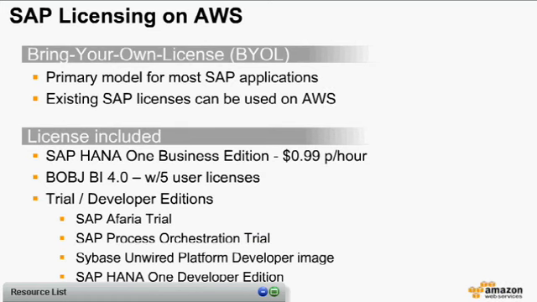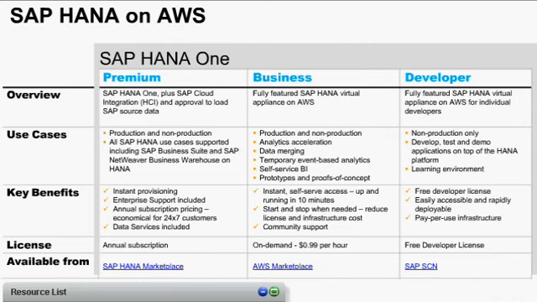So let's talk a little bit about SAP HANA on AWS, and this actually needs a little updating since we made an announcement at TechEd last week. But if we start, I mentioned the Developer Edition. Now, the Developer Edition, again, can be provisioned from the SCN website. It's meant for development use. It's not intended for productive use.